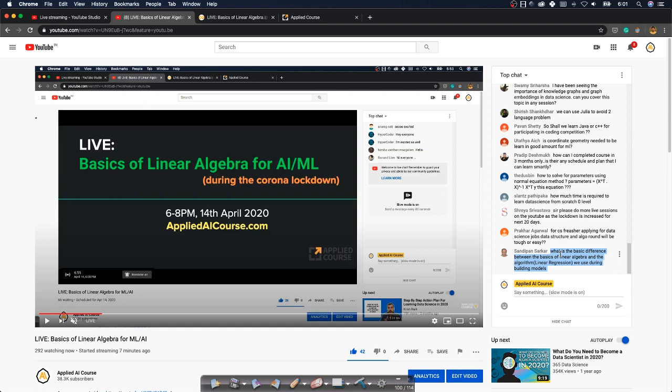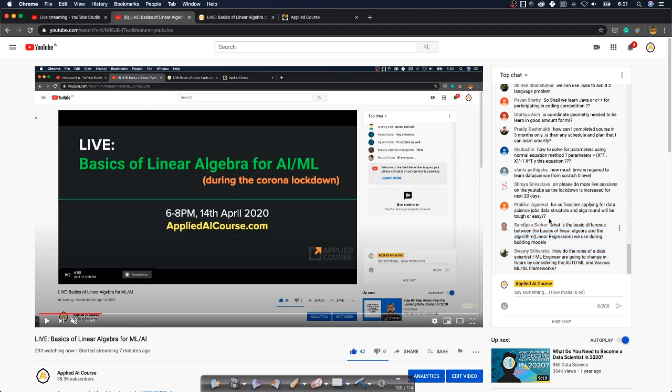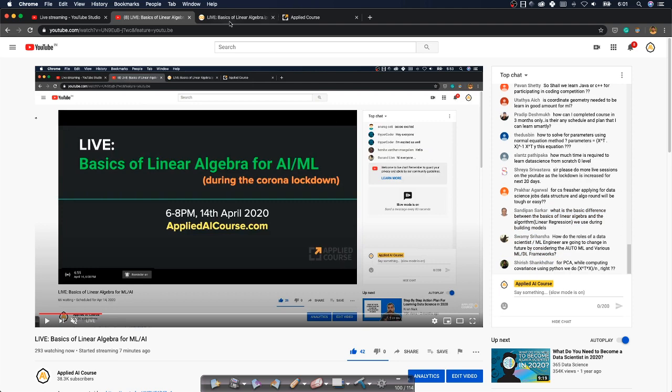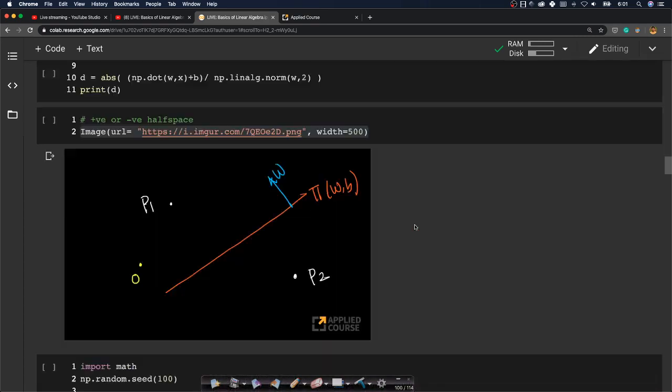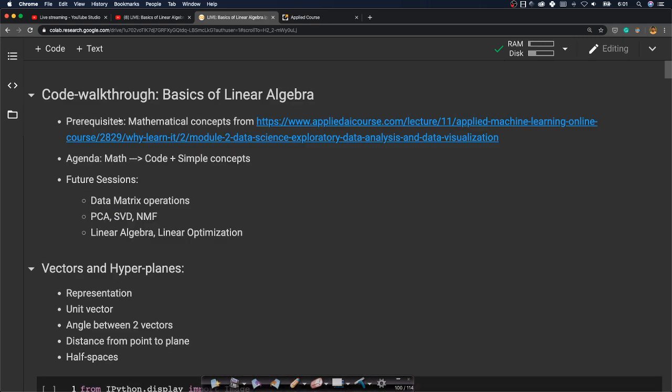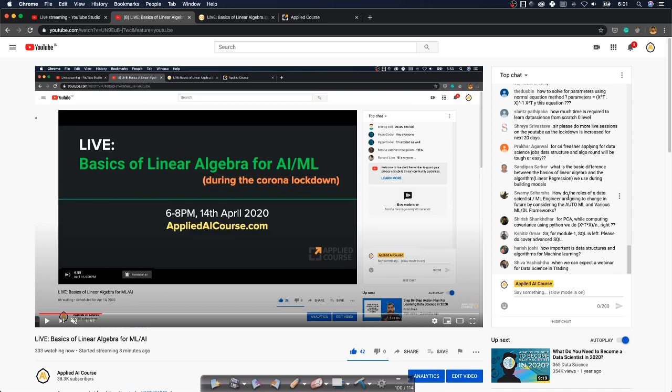Okay, good question, Sandeepan. What is the difference between basics of linear algebra and linear regression? I'll mention this. Again, we'll wait for a few minutes, let everybody join in, couple of minutes. It's 6:01. I have a detailed notebook. I'll share this notebook by the end of it. I'll tell you what we will cover today, and what are the future sessions in which we'll cover other topics. If you look at a typical linear algebra textbook, it covers a lot of things. It covers even linear regression. So we'll do that.